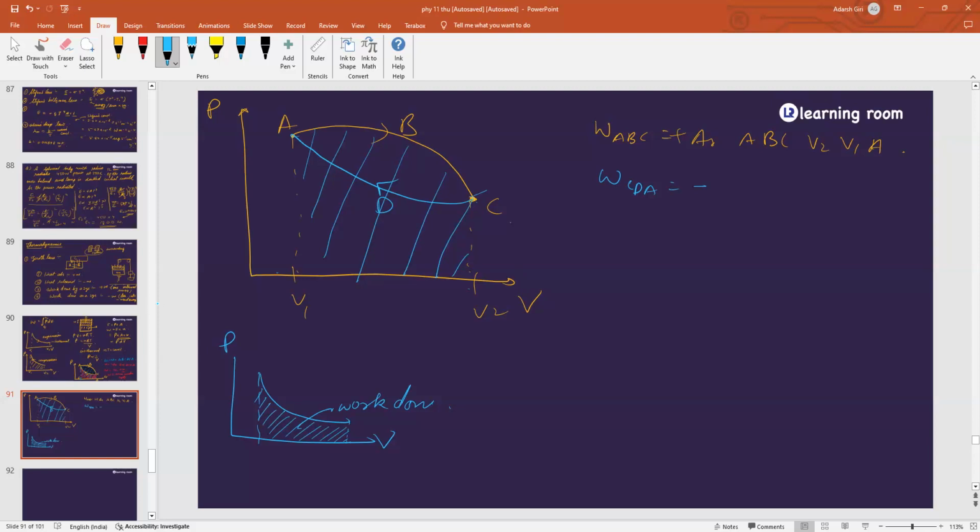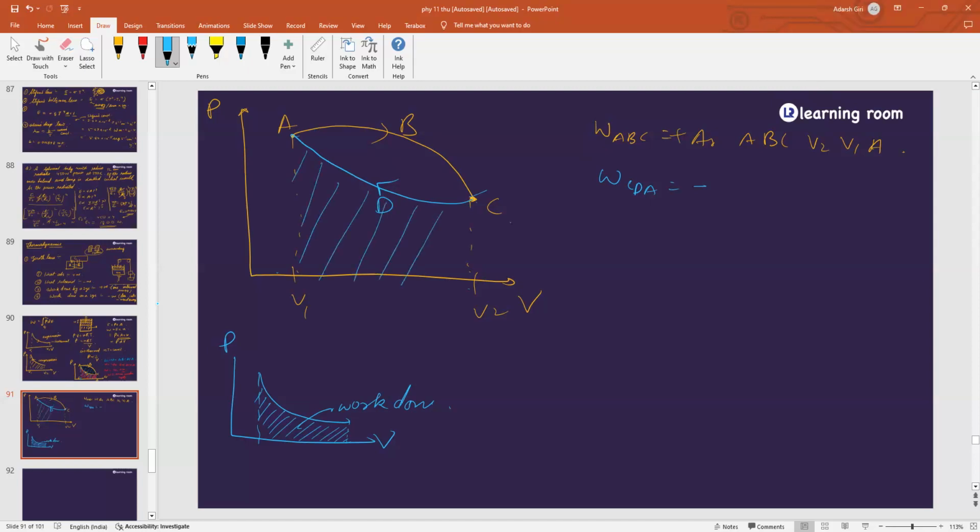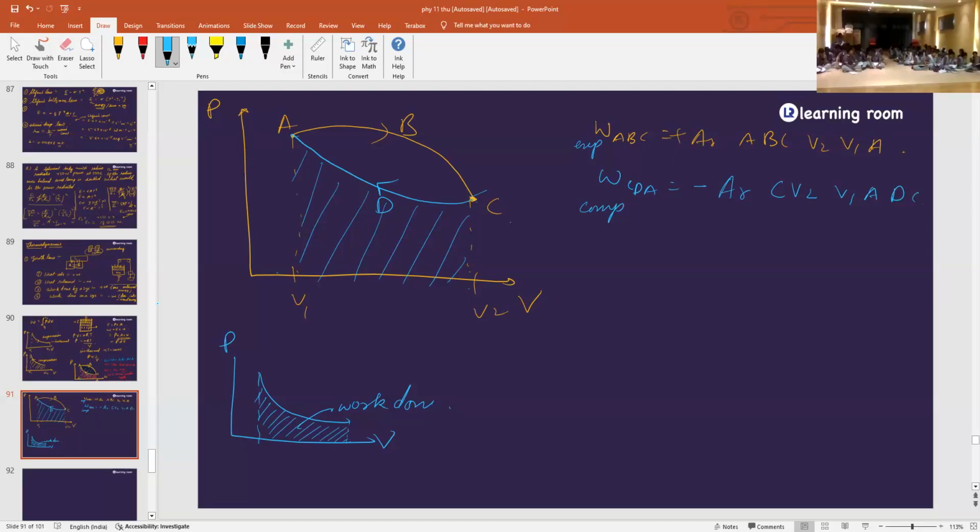Because if you do pressure into final volume minus initial volume, this will be positive, right? But in going back in compression, the final volume is lesser than the initial volume, so that will be negative work done. So in the second case, we have to find this area to calculate the compression work done. This is the expansion work done. Now we are calculating the compression work done. Compression work done will be negative, so that will be negative of the area C, V2, V1, A, D, C. Understood?